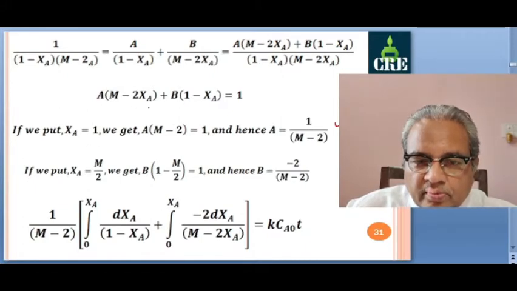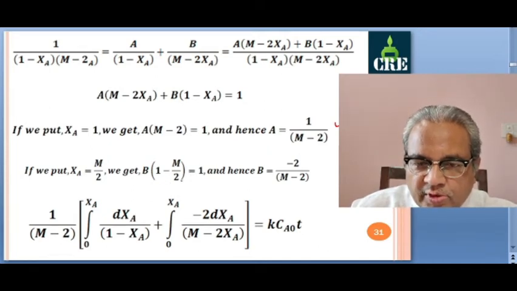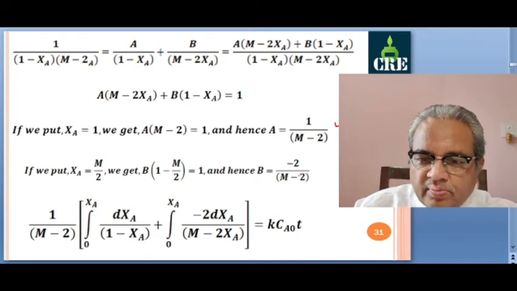Then to make the other term 0, I have to substitute XA equal to m by 2. If I substitute XA equal to m by 2, the 2 cancels out, and m minus m is 0. So that term goes. That means B into (1 minus m by 2), which is (2 minus m) by 2. Solving for B, 2 upon 2 minus m, or I can write it as minus 2 upon m minus 2, because I have m minus 2 in the denominator.